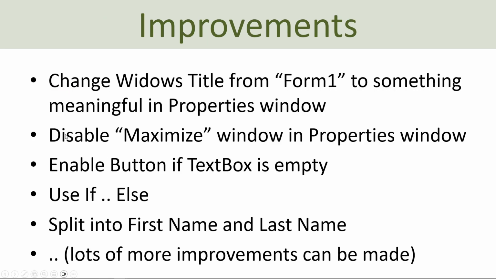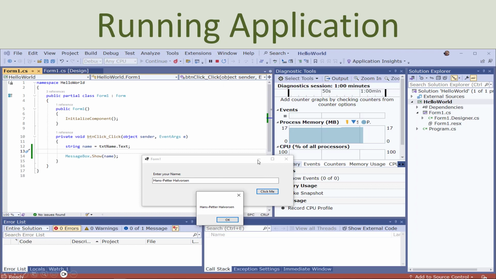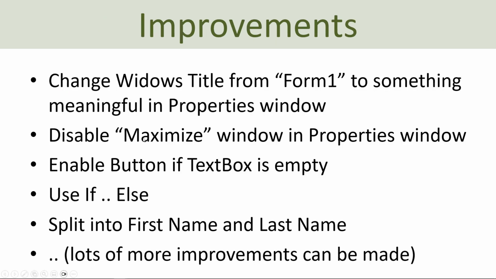Another thing you can do is, here you see you have the minimize button, maximize button and close button. When you click on this maximize button you will get a large window, but the stuff inside the graphical user interface will not be adjusted to that size. So typically you just want to disable this maximize button. You will do that in the Properties window.